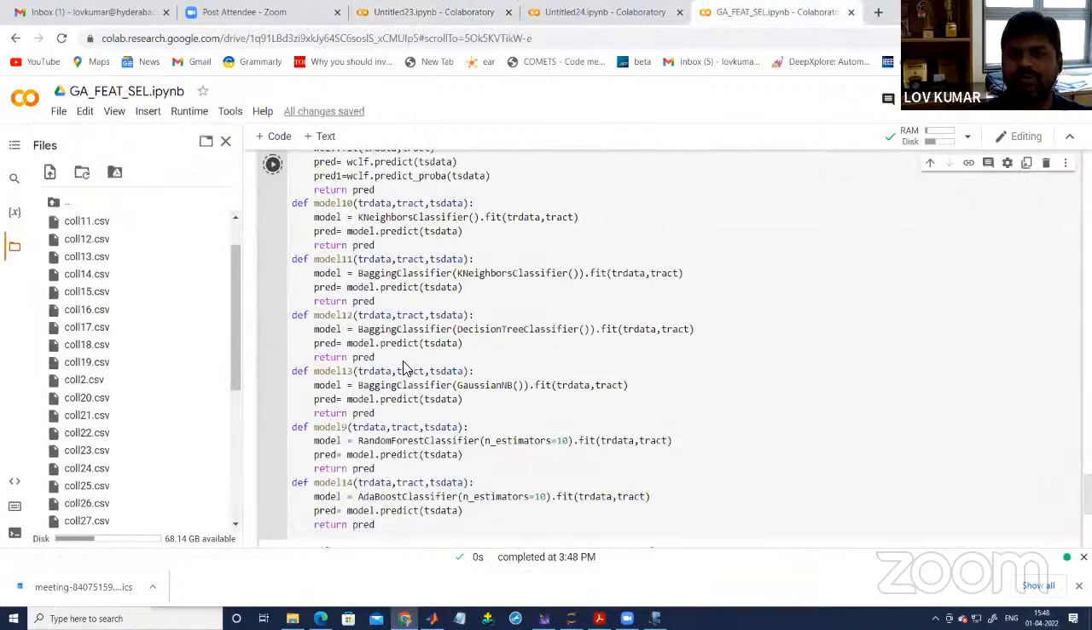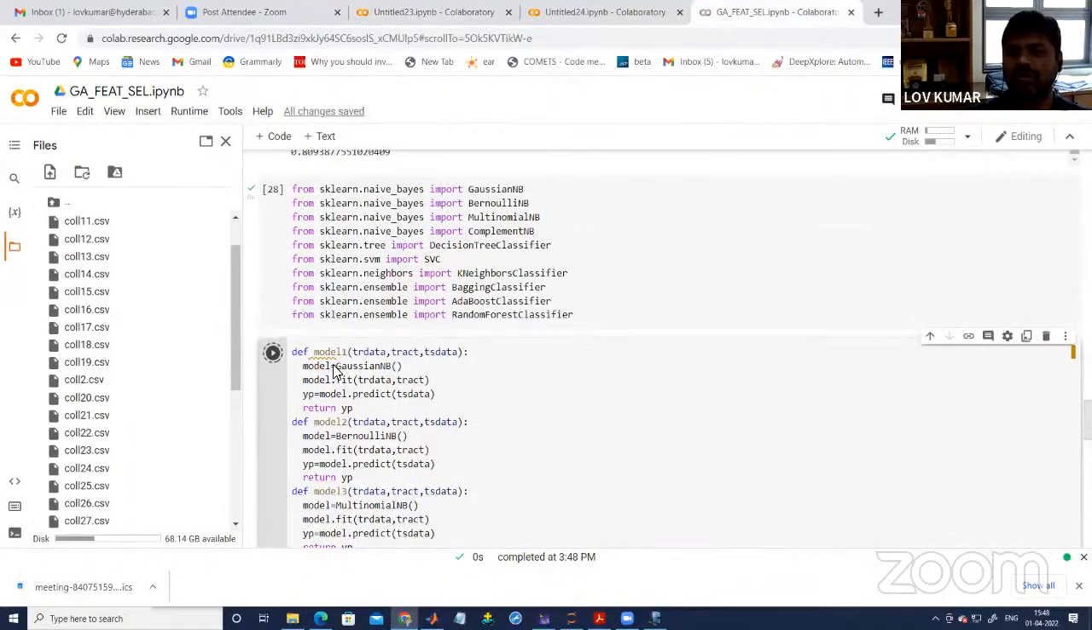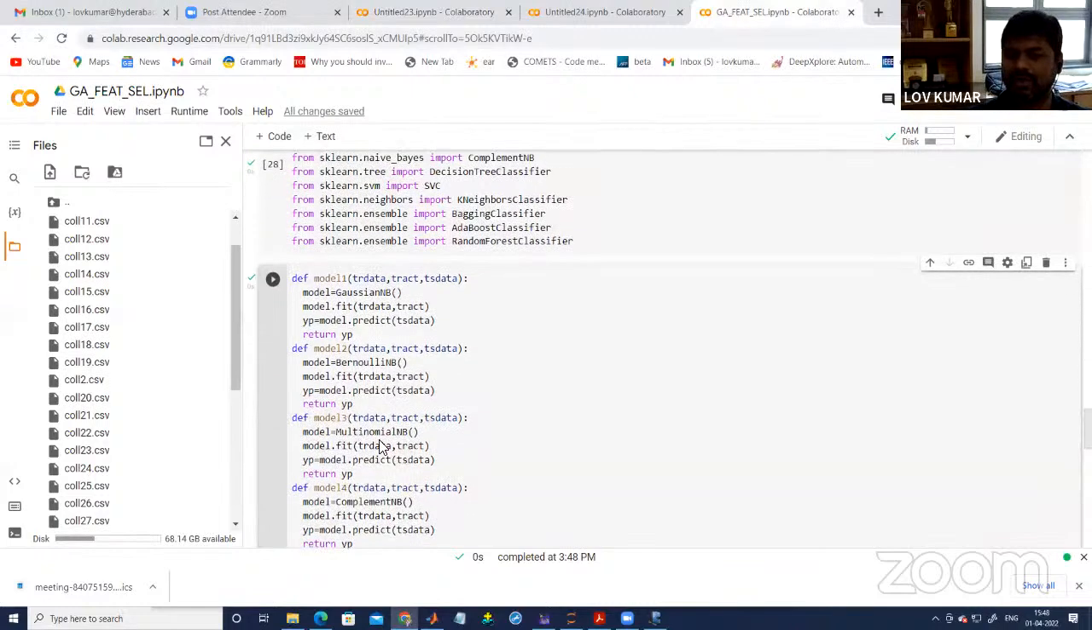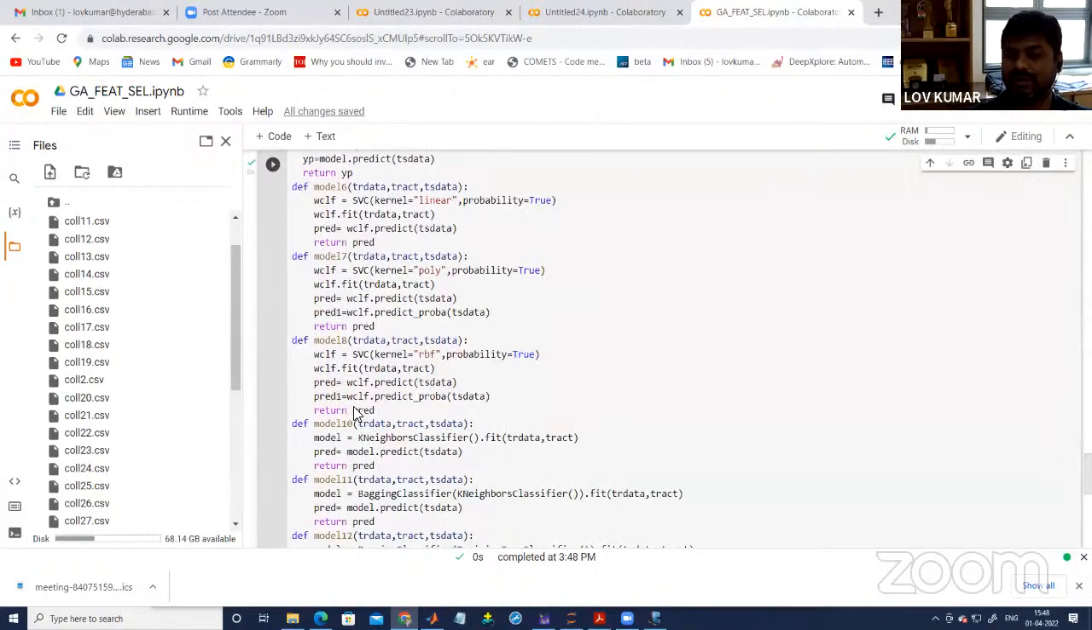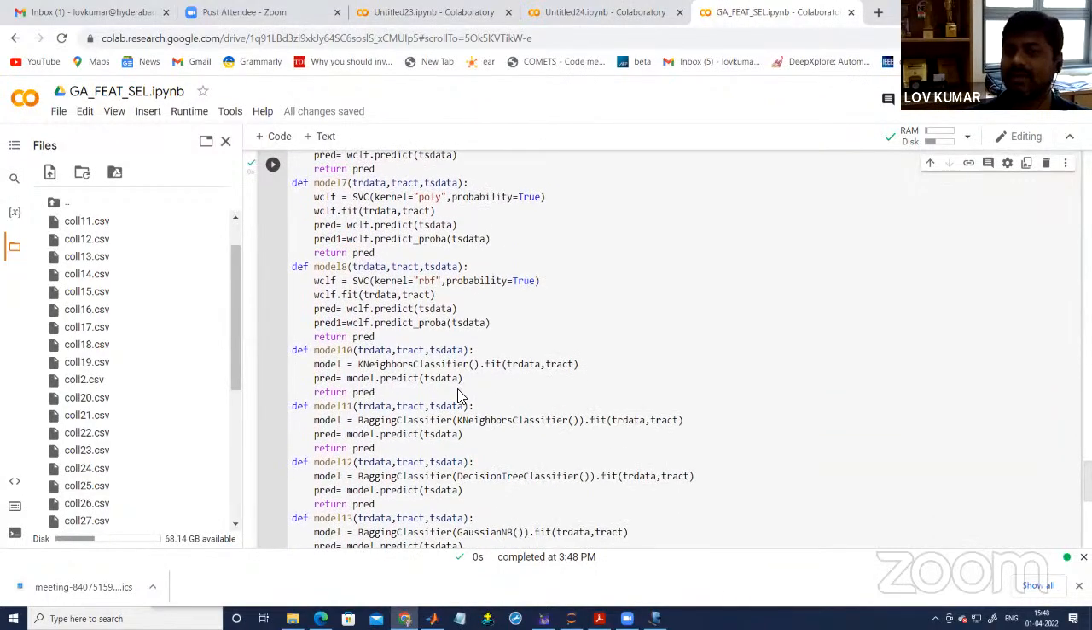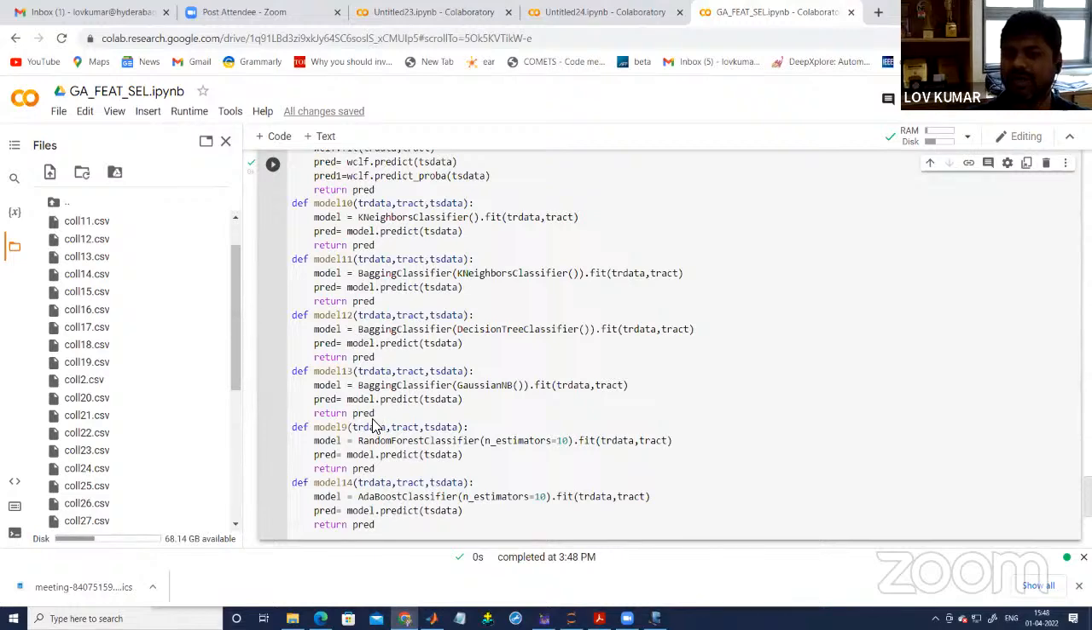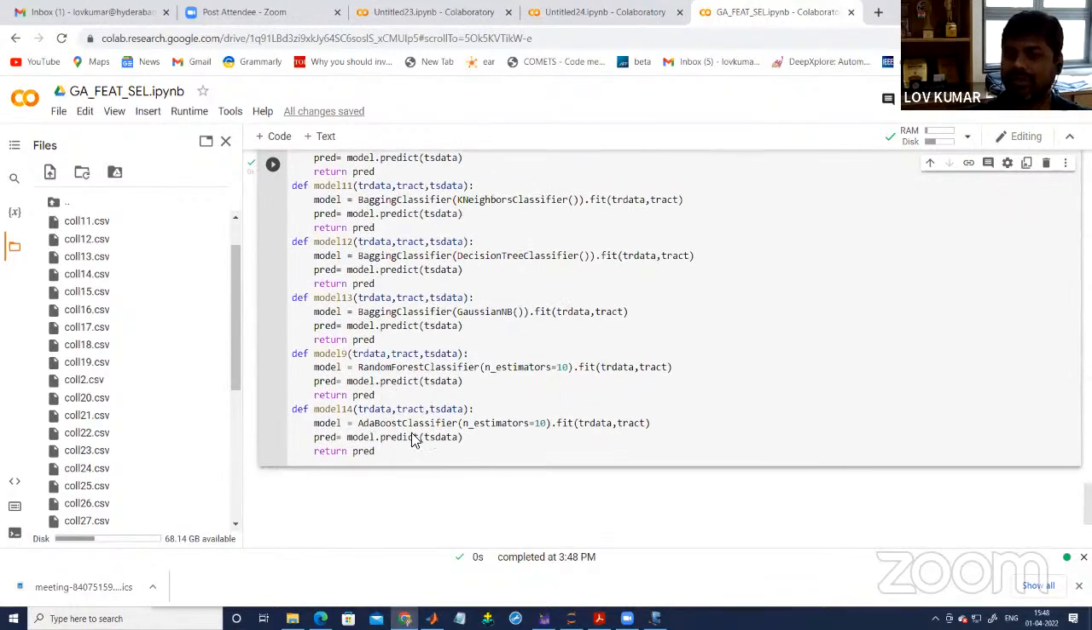So in all the code, the same thing we are writing. Model 1 is the Gaussian naive Bayes classifier, because model 1 we have already. So again we are doing model 1 Gaussian naive Bayes, Bernoulli naive Bayes, multinomial and complement naive Bayes classifier, decision tree, support vector classifier. Then we are taking the k-nearest neighbor classifier, bagging classifier, and the random forest and AdaBoost classifier. We are using these classifiers, and then we are going to calculate the performance of the model in the case of the genetic algorithm.